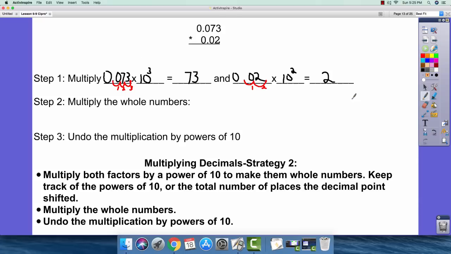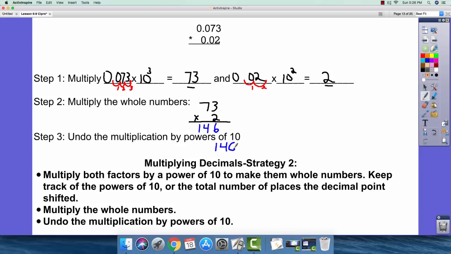All right, now that you have that, our second step is to multiply the whole numbers. So let's set up 73 times 2, just like this. Set it up and down, just like that. You may pause the video to do that. Now that you have that done, let's multiply 73 times 2. It's a pretty basic multiplication problem. 3 times 2 is 6. 7 times 2 is 14. So we get 146 here.